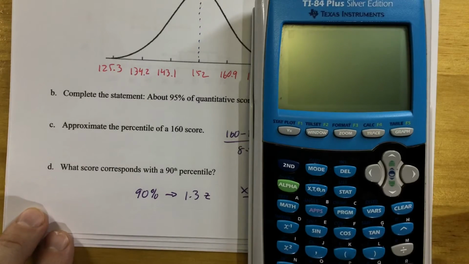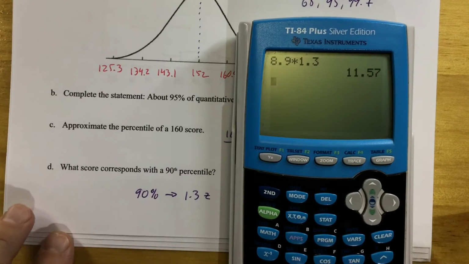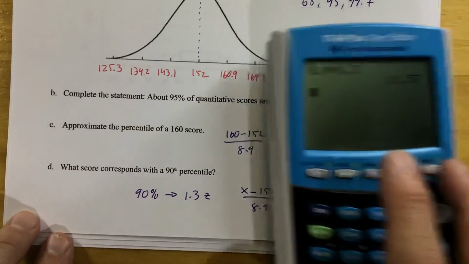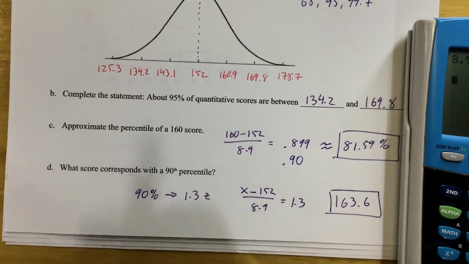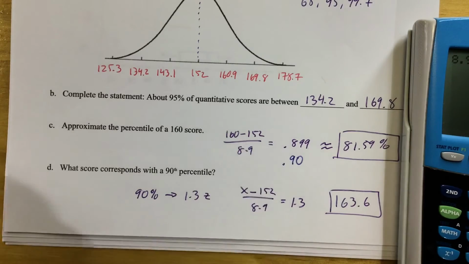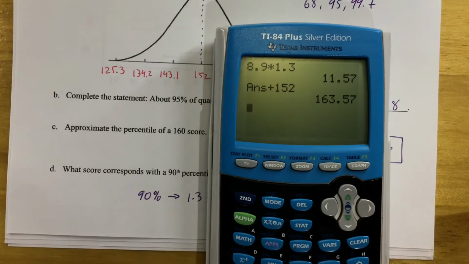8.9 times 1.3 is going to give you 11.57. That's multiplying the standard deviation by the z-score, so we get 11.57. Then to finish solving this, you're just going to add the 152 onto the other side. So you're really undoing the operations. If you subtract first and then you divide, just do everything backwards, multiply and then add. Okay, it was 152. So we're going to add 152, which is going to get you 163.57.